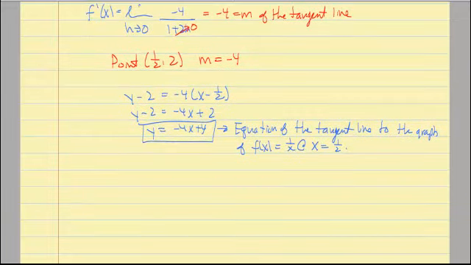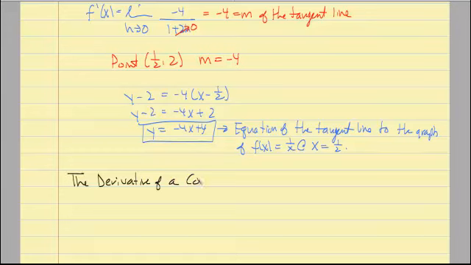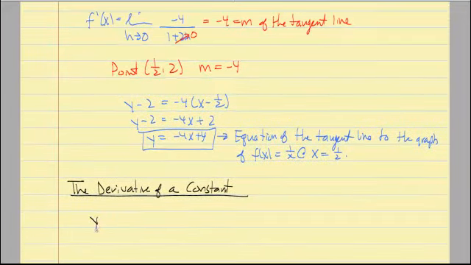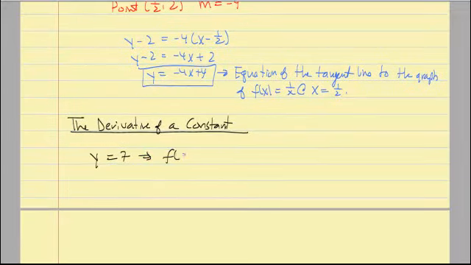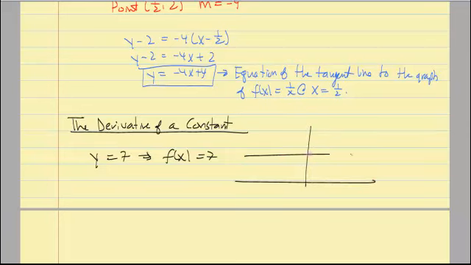The last couple of things I want to talk about are the derivative of a constant and the derivative of a linear function. So let's start with the derivative of a constant. Well, a constant would be an equation like, I don't know, let's do something like y equals 7. And of course, using our functional notation, that would be f of x equals 7. Well, if we were to graph f of x equals 7, it would be this horizontal line right here, y equals 7.